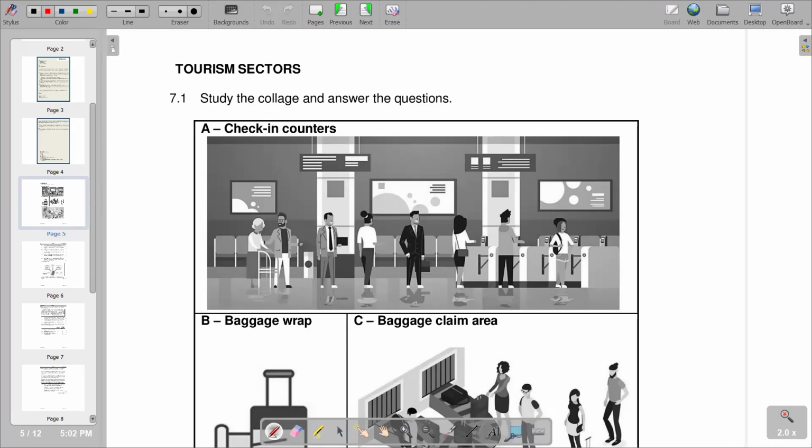In this video, we want to look at a question on tourism sectors. So we are going to look at question 7 of this question paper. 7.1 reads, study the collage and answer the questions.